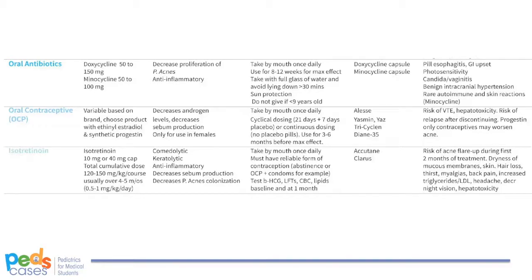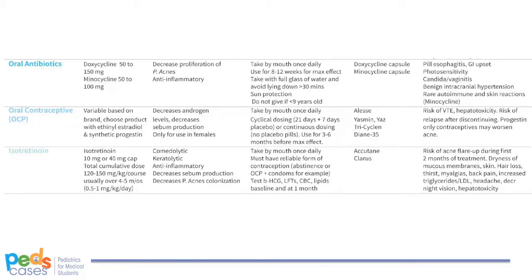We have discussed therapy mainly from the perspective of tackling the therapeutic targets of abnormal keratinization, inflammation, and proliferation of P. acnes. However, one therapeutic target we have not yet discussed is excess sebum production. Oral contraceptives offer a therapeutic strategy for female patients to decrease androgen levels and therefore decrease sebum production. Combined hormonal contraceptives that contain both ethinyl estradiol and a synthetic progestin can be used to decrease androgen levels.